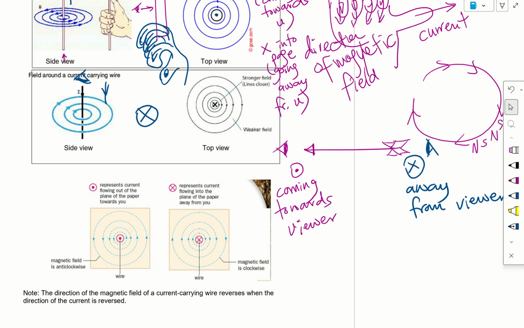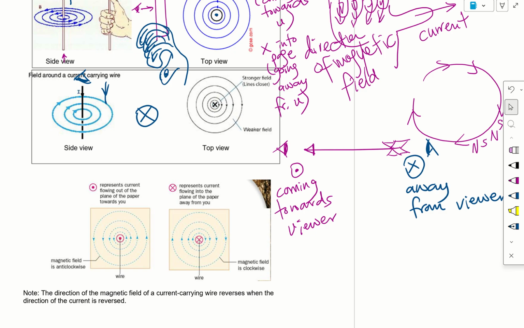Okay, so how do you know that you're applying this rule correctly? So I say again, if you are viewing your screen when you're watching this video, your thumb, which represents the direction of the current, should be pointing towards the screen.